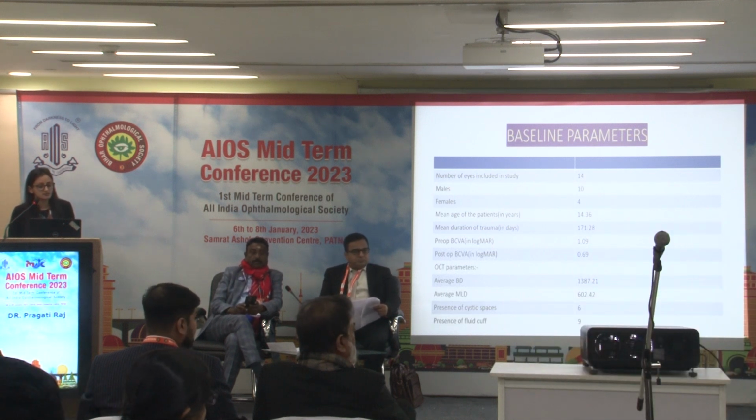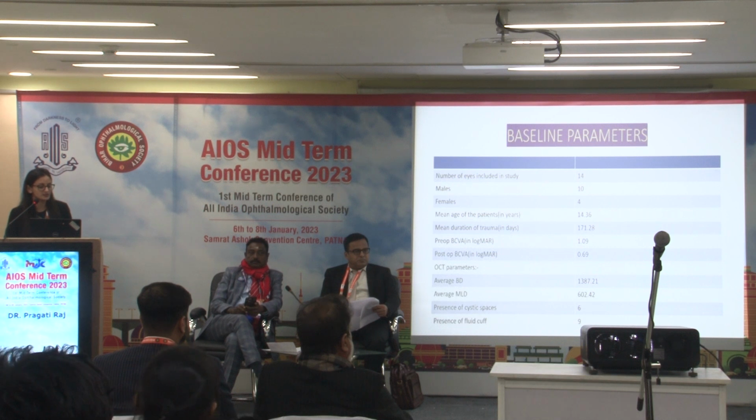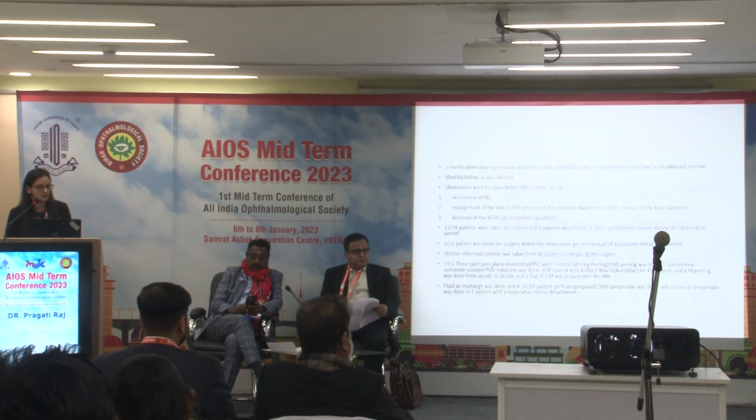The baseline parameters include: mean age of the patient was 14 years, pre-op BCVA was 1.09, post-op BCVA was 0.69, average BD was 1387, MLD was 602, and 6 cases had cystic spaces and 9 had fluid cuff.